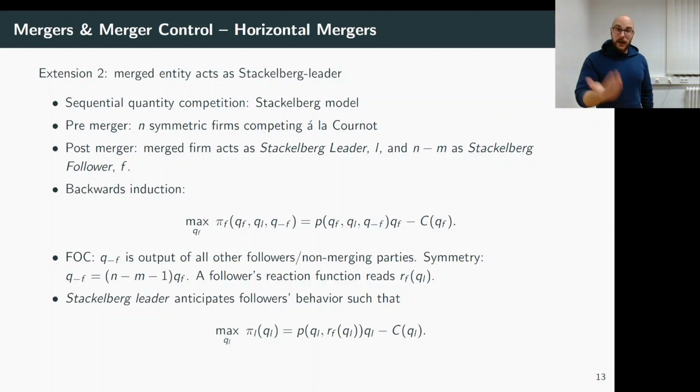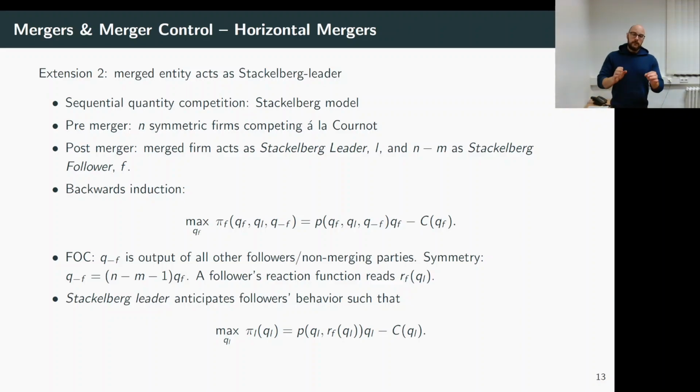So if we have 9 firms and we have a merger of 2 of them, then we have 8 firms after the merger, which is pretty clear. And out of these 8 firms, what we do here as Q minus f is we take out the leader's output and the output of the follower that we are examining.